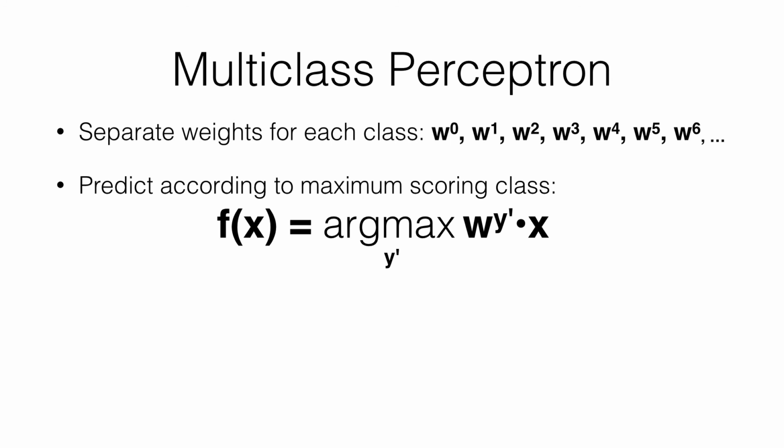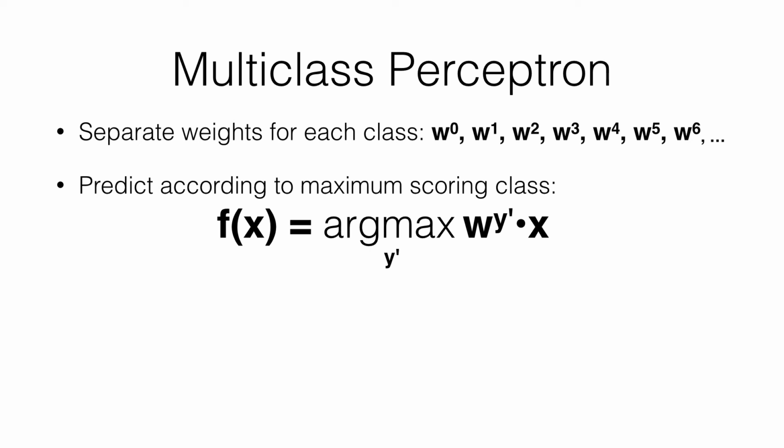So it's going to look like this. It's going to be the argmax over the class y prime, where the score that we're argmaxing is the linear score of the W for that class y prime times the input x. And at this point, we could optionally add in a bias b term, just like in the binary perceptron. But for now, I'm going to leave that off the slide just because it's sort of trivial to add, and we don't use it in the homework.